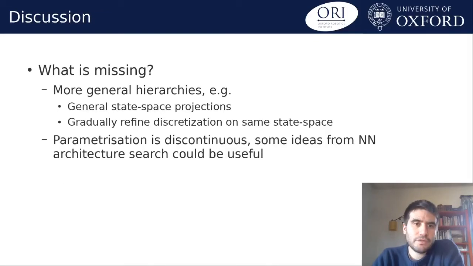As part of future work, what is missing? We should go into more general hierarchies. Currently we just explore approximations by dropping factors in a factored state space. It would be interesting to go into more general state space projections, or gradually refining discretizations of the same state space, which is currently not possible. Another problem currently is that the parameterization of the sequencing of approximations is discontinuous. So there are some ideas that we could probably borrow from neural network architecture search that would be useful here.